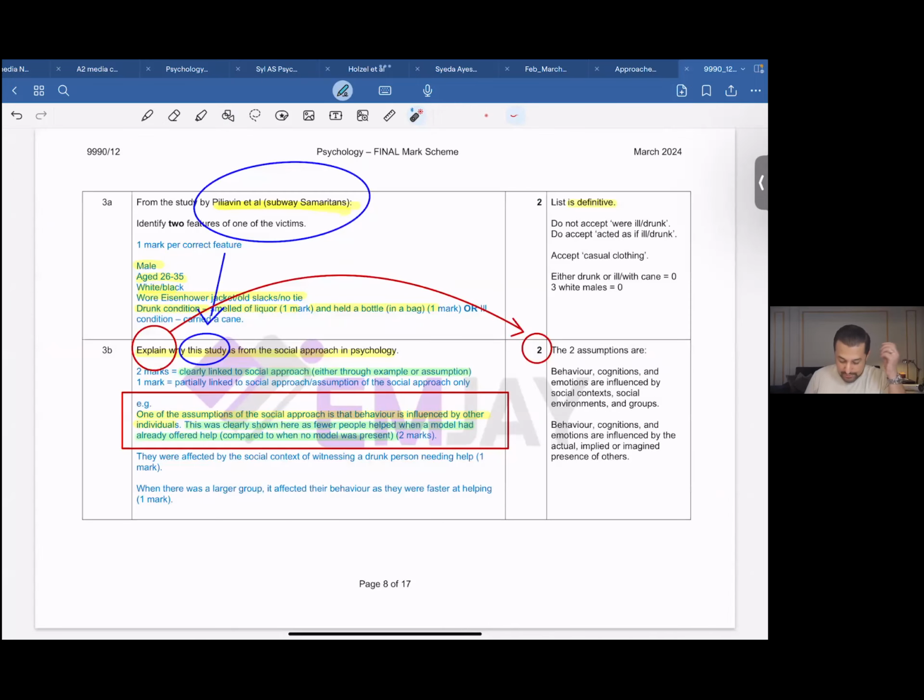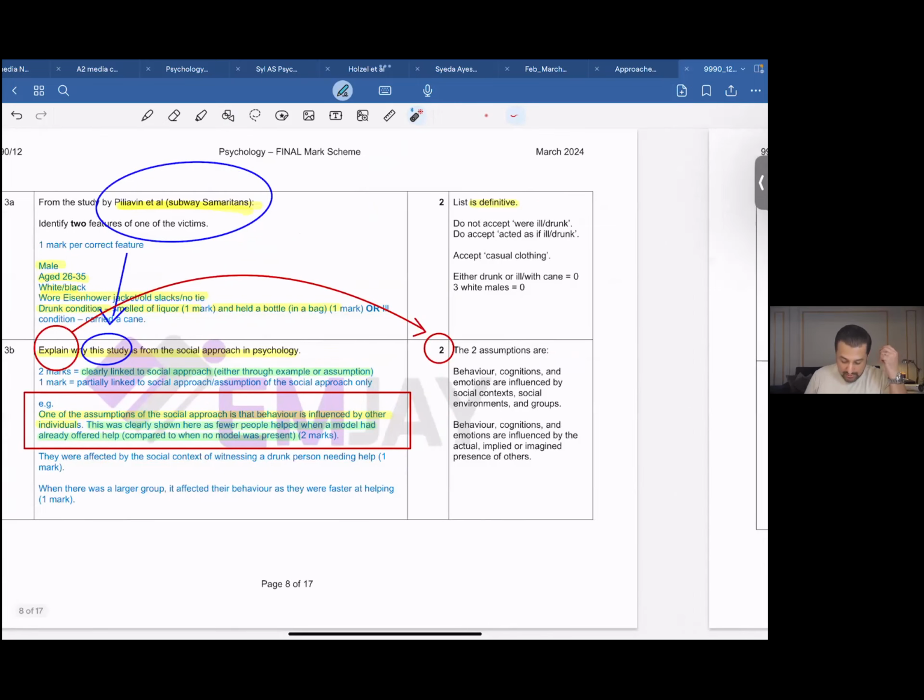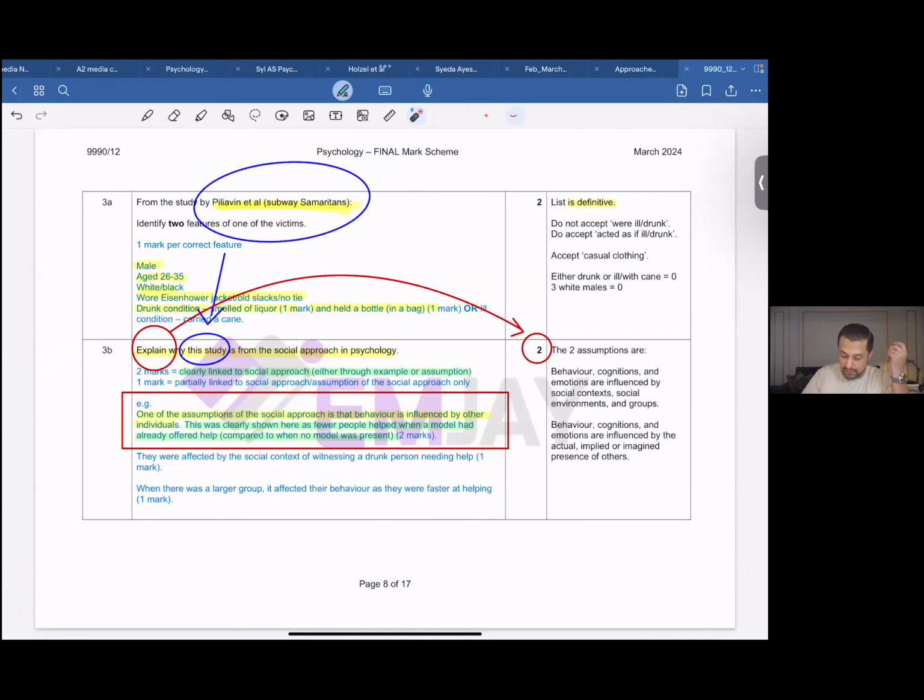So this was question number 3. Question number 3A and question number 3B. Question number 3A was of 2 marks. Question number 3B was of 2 marks again. So question number 3 in total was of 4 marks.